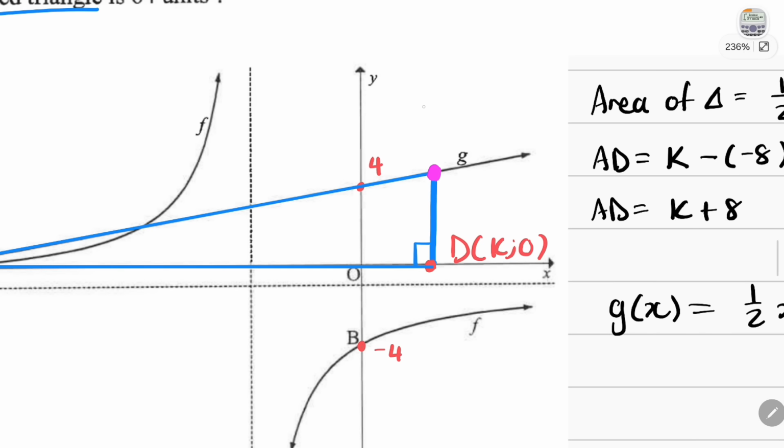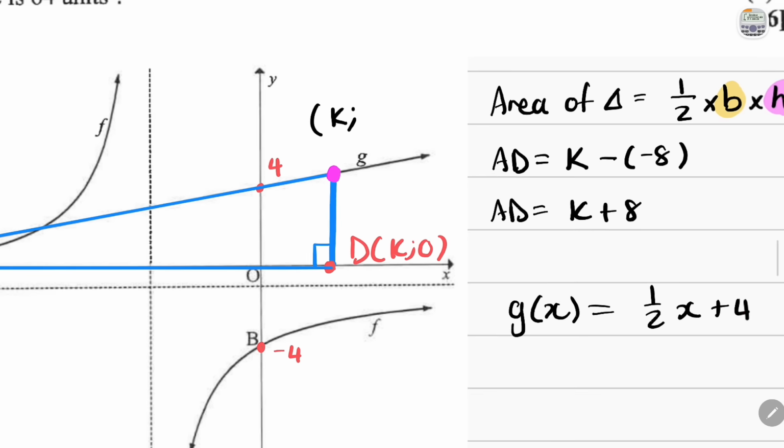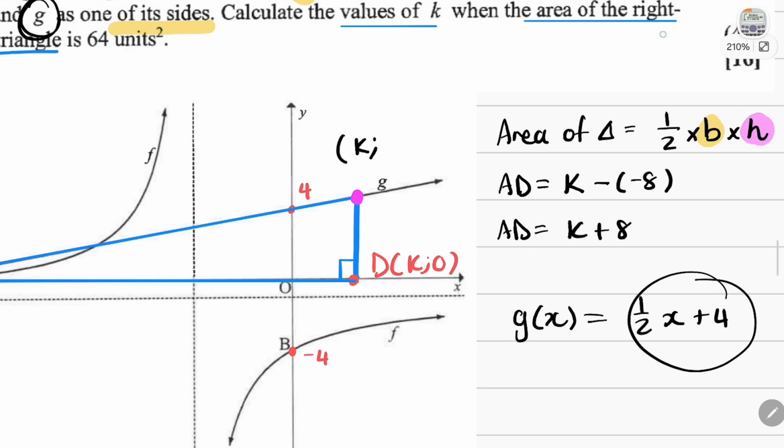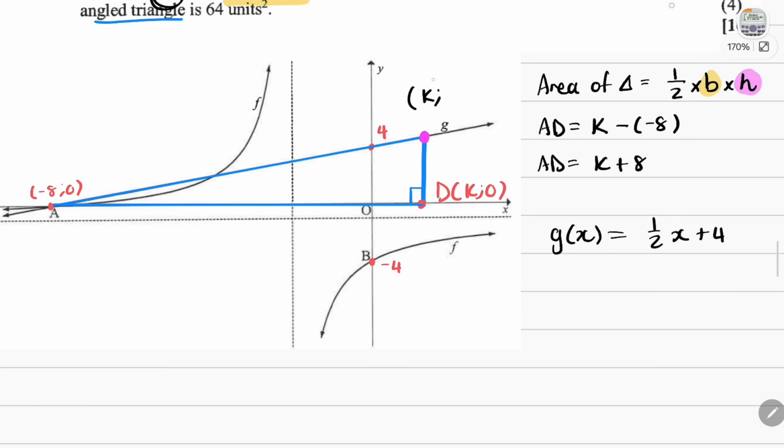And so right now we can call this point k, and its y value would just be this, a half x + 4. To find its y value, I know the x value is k, so I'm going to substitute that in this equation in place of x. So it will be a half, and then in place of x, you substitute k, plus 4.